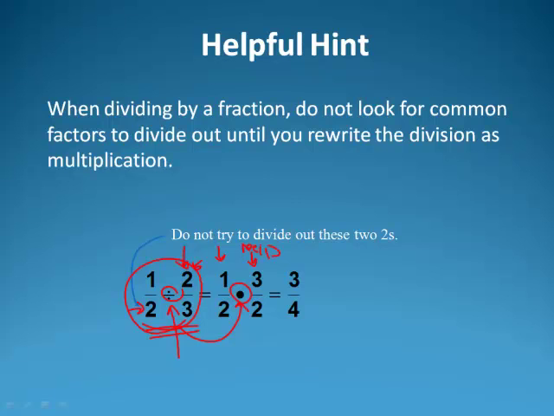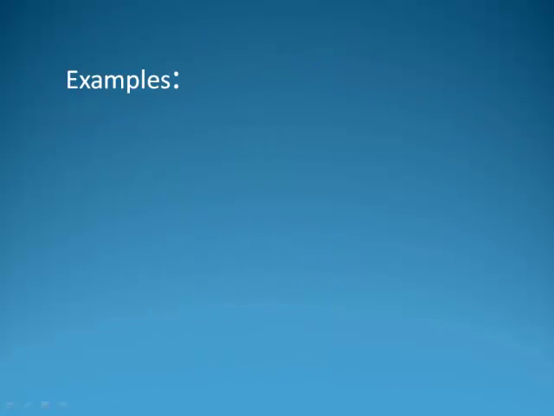So 2/3 becomes 3/2. Now notice that the 2's here are no longer on the diagonal from each other, so you cannot cancel them. All you can do is multiply. So you've got 1 times 3 is 3, 2 times 2 is 4. That can't be reduced. That is your final answer. So always change division to multiplication before you try to reduce.